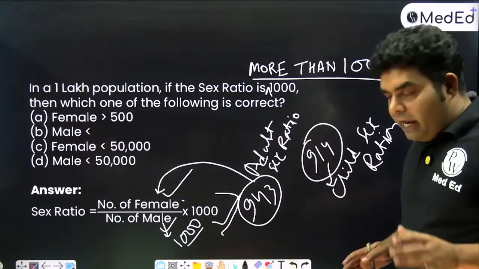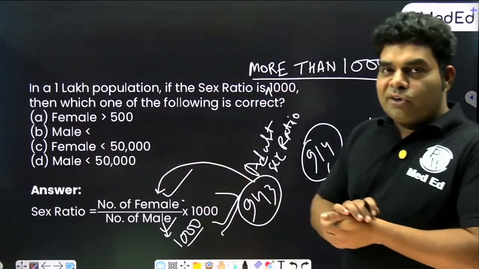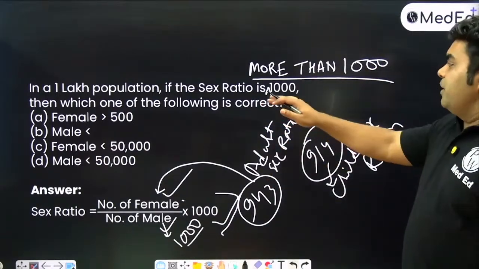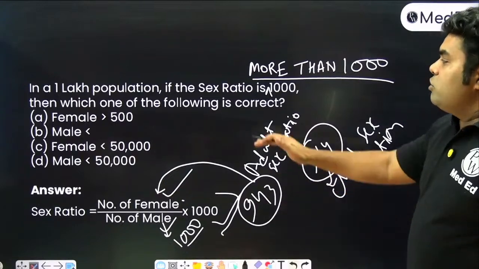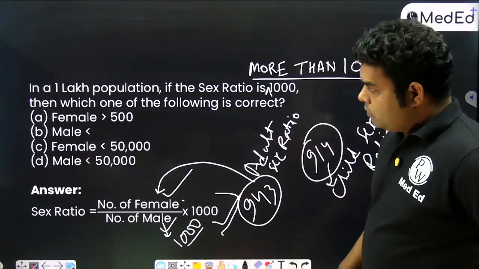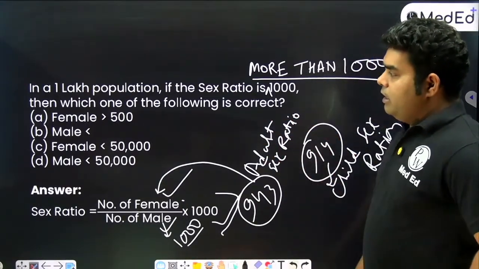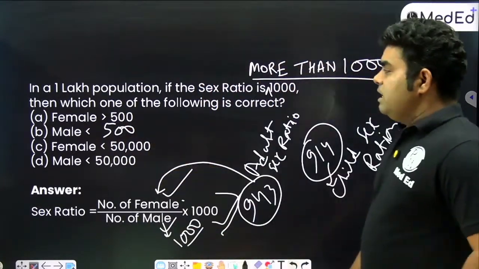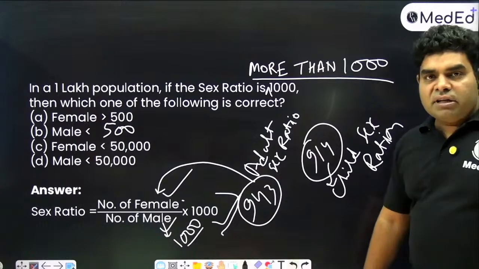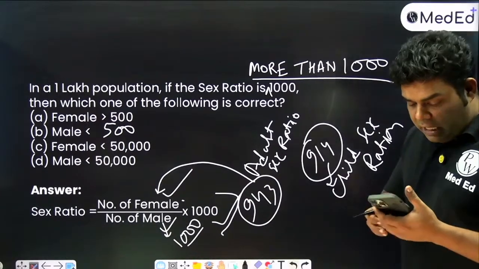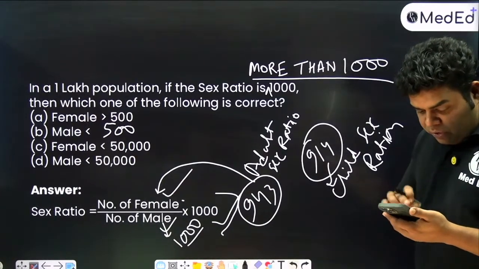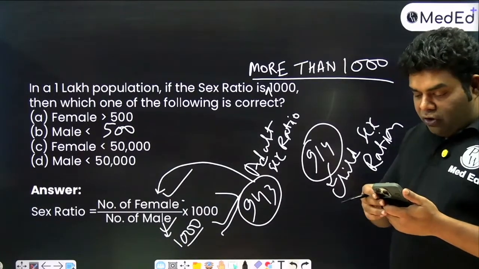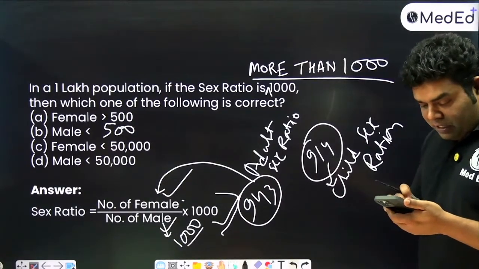Anyway, so let's do a very interesting question on that topic. They said that in a 1 lakh population, if the sex ratio is more than 1000, then which of the following is correct? Female more than 50,000, male less than 50,000, female less than 50,000, male less than 50,000. Can you do this question and give me the answer? I will be more than happy to see your response. This is a tricky question. Only people who are Sherlock Holmes lovers and all, they will love such type of question.